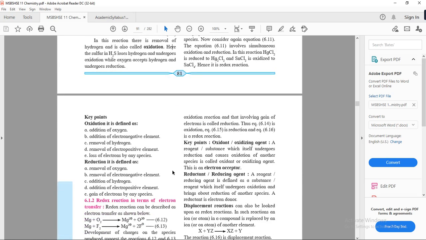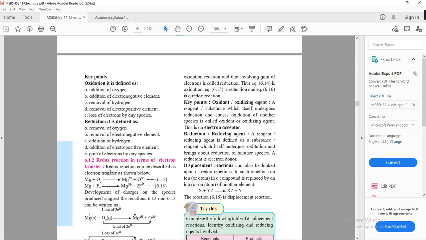So there are key points or definitions for oxidation and reduction. Oxidation is defined as addition of oxygen, addition of electronegative element, removal of hydrogen, removal of electropositive element, or removal of electron, you can say. Loss of electron by any species. So there are a total of 5 definitions for oxidation and reduction. Reduction is defined as removal of oxygen, removal of electronegative element, opposite points. Addition of hydrogen, addition of electropositive element, gain of electron by any species. This is reduction.